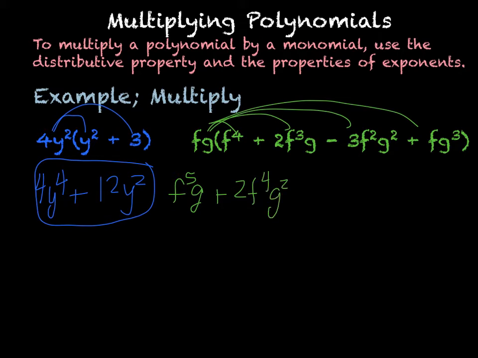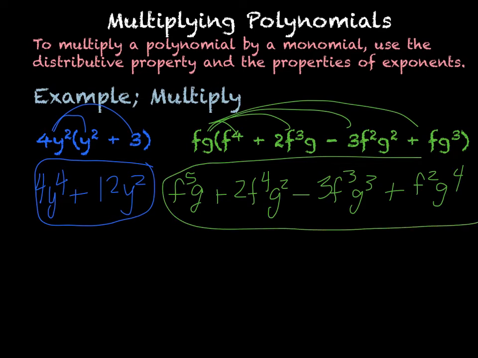g squared, minus fg times 3f squared g squared, 3f cubed g cubed, and finally fg times fg cubed would be f squared g to the fourth. So that would be your final answer.